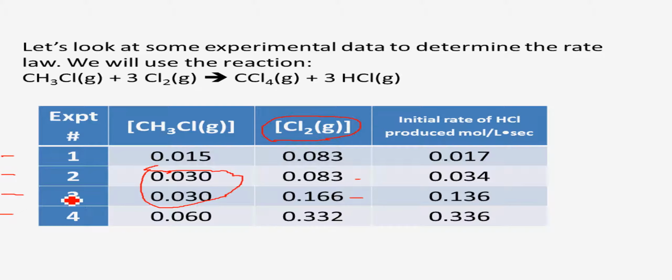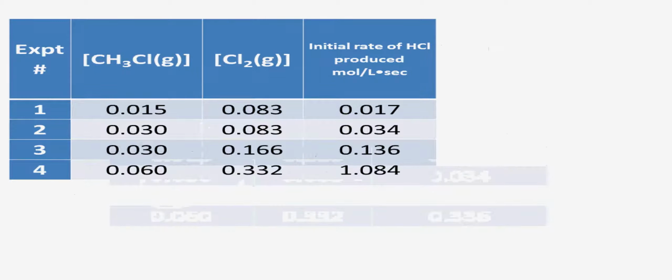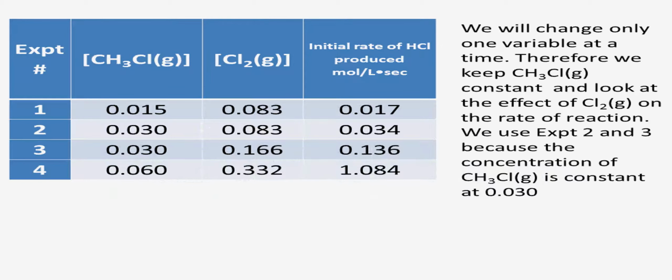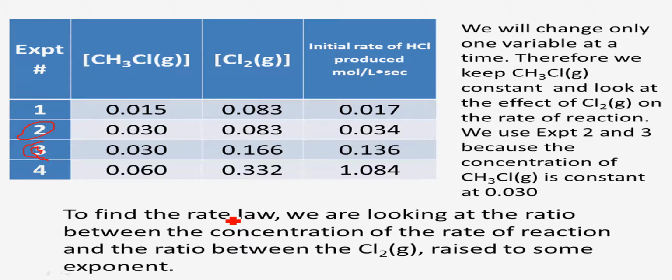Now let's look at how this looks when we put it into our rate law. So there's my data once again, and once again, changing only one variable at a time. Experiment 2 and experiment 3 is what I'm most interested in. And what we're going to look for is the ratio of my rate of reaction compared to the ratio of my Cl2 concentration raised to some exponent.